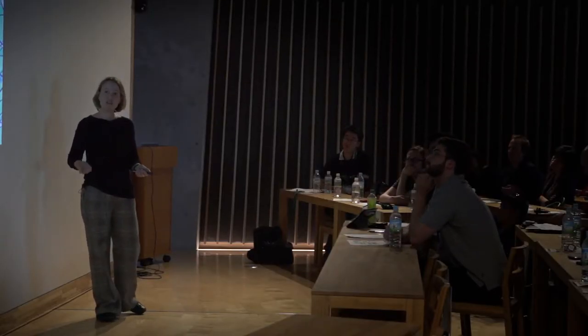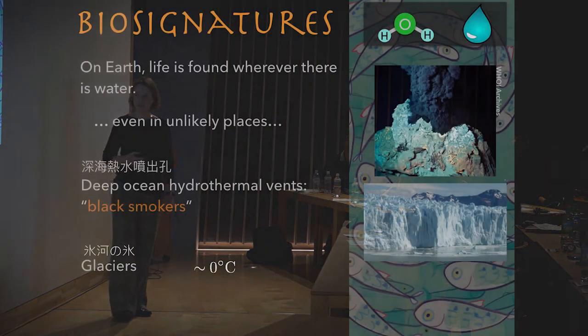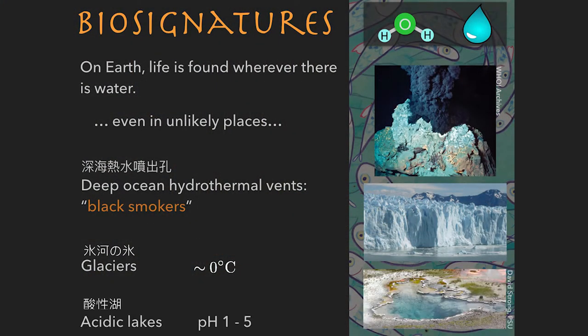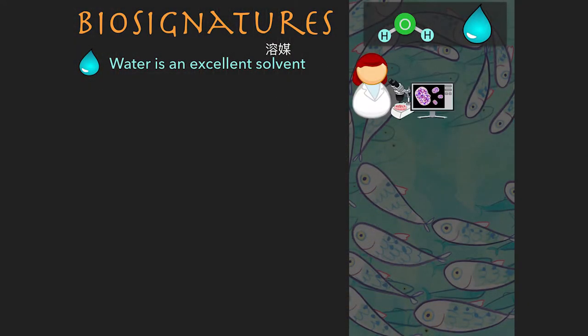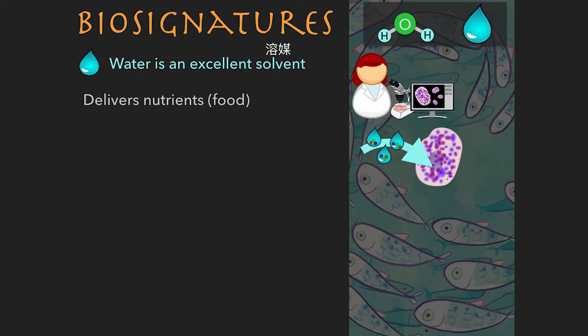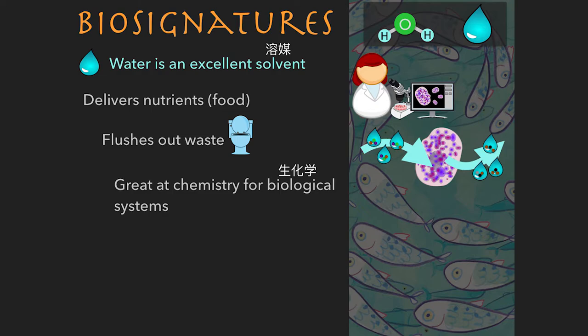The same is true at the opposite end of the extreme with glaciers of frozen water, and even places like the acidic lakes found in Yellowstone National Park. All of these are found to contain life. So regardless of the other conditions, it seems that water gives you life on Earth. And the reason for this is that water is a great solvent. So if we look at the cells for life, we can see that water can deliver nutrients and it can flush away toxic waste that might kill a cell. It's also great at chemistry for biological systems, allowing us to build large complex molecules that life needs.